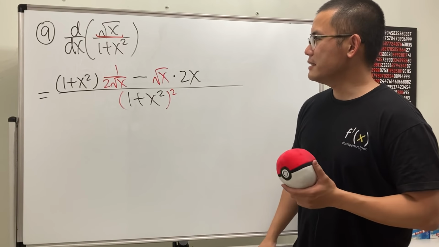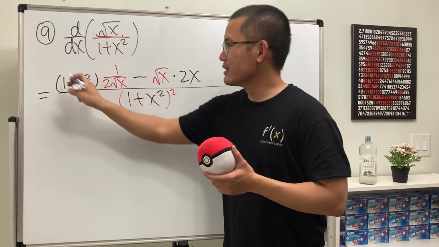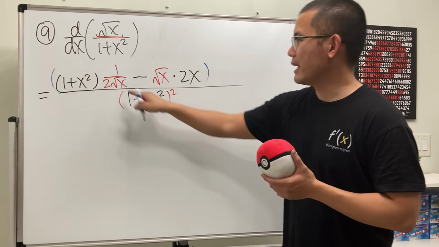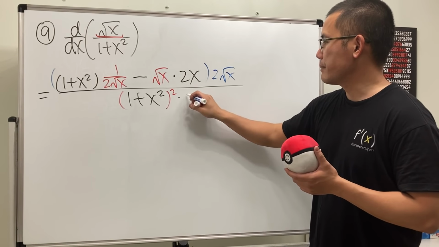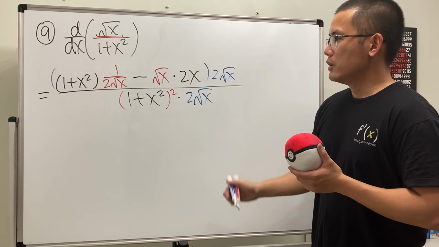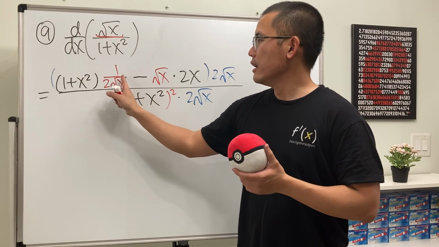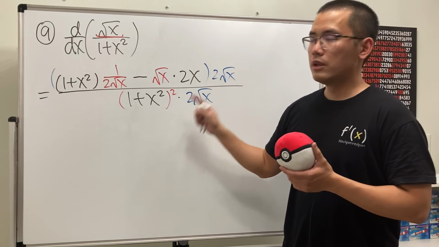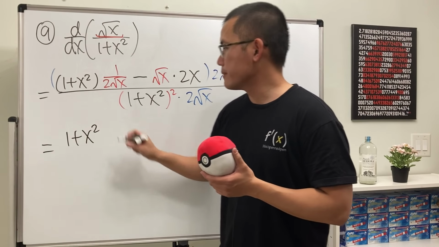And then to simplify this, we see that we have a little complex fraction, it's this part. So let's go ahead and multiply the top and bottom by this denominator, which is 2 square root of x. And of course, do the same on the bottom. So check this out. When we take this times that, 2 square root of x cancel, so we just have that. So this is equal to 1 plus x squared.